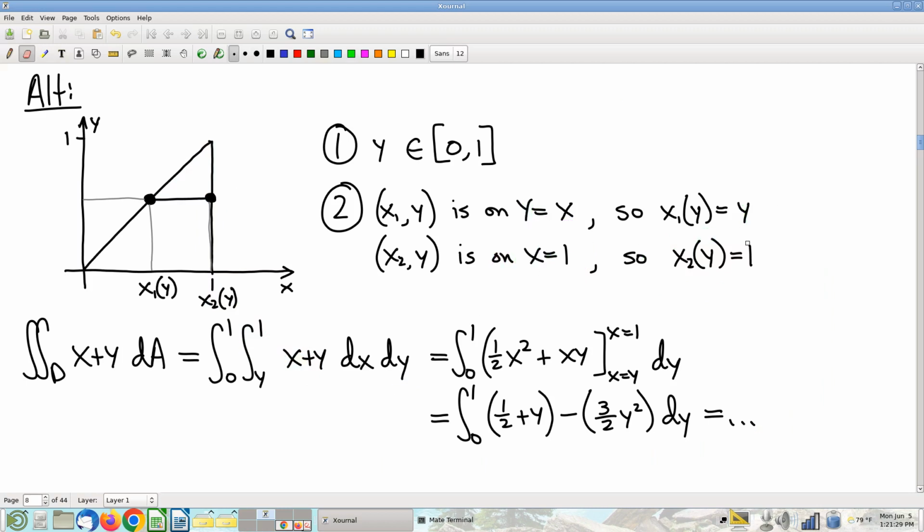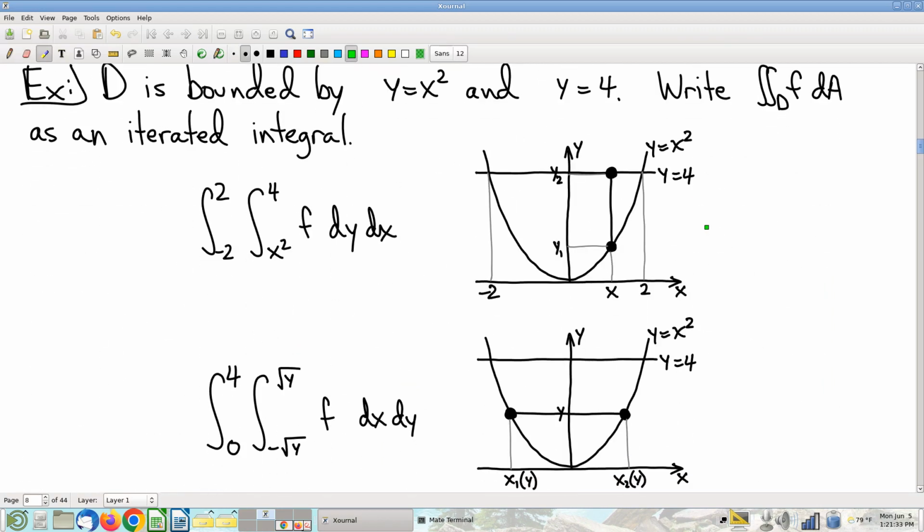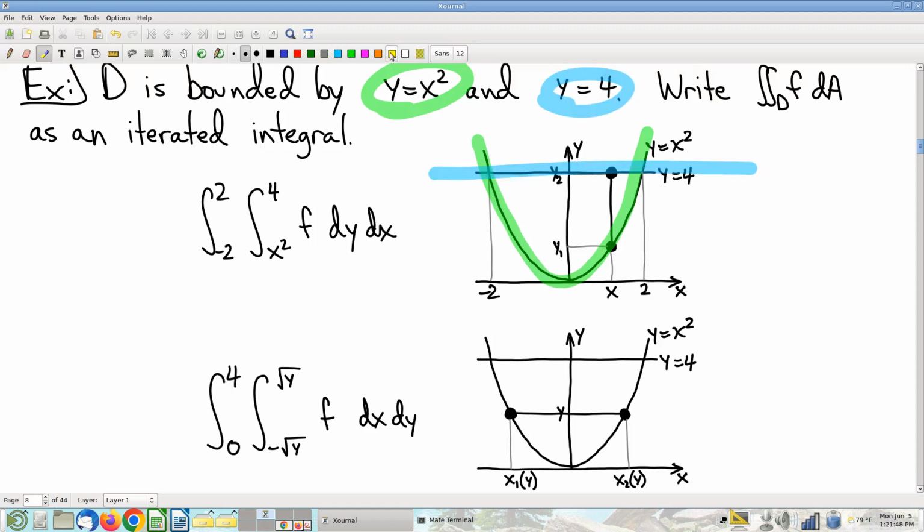Okie dokie. More examples. Here's another one. We're going to do this one a little bit more quickly. We have a region that is bounded by this curve, y equals x squared, and this curve, y equals 4. So before I get into the calculation here, I do want to be careful with the language. Notice it says D is the region that is bounded by. Let's talk about what bounded by means.